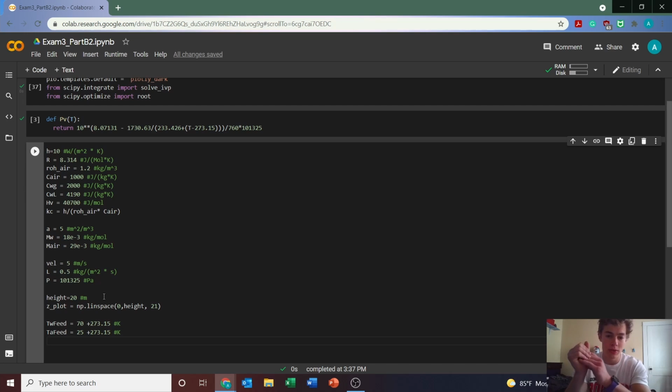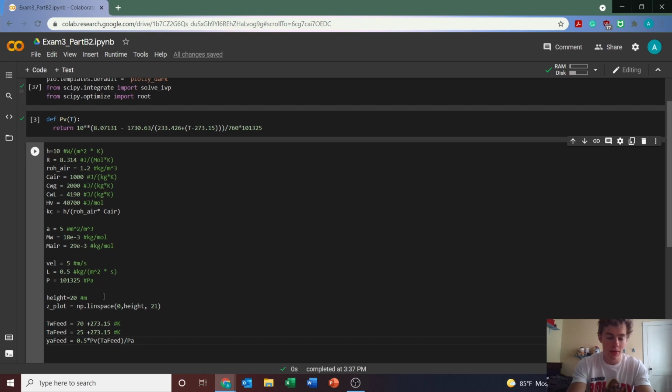And the next thing we're going to do is start by defining the mole fraction of our water in our air feed, because we are given that we have a relative humidity of 50%. So we're going to do 0.5 times the saturated pressure of our water at the temperature of our air feed. And then we're going to divide that by our total pressure.